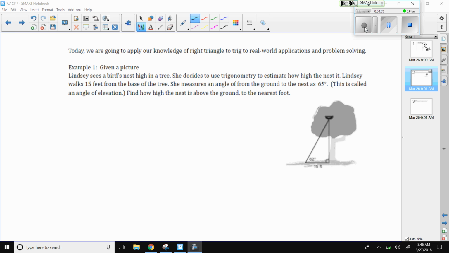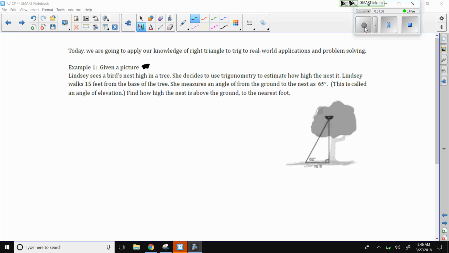Okay, now that you've checked your answers, we're going to apply our knowledge of right-angle trig, so the stuff from the front page, to real-world applications and problem solving. Okay, in this first example, given a picture, Lindsay sees a bird's nest high in a tree. She decides to use trigonometry to estimate how high the nest is.